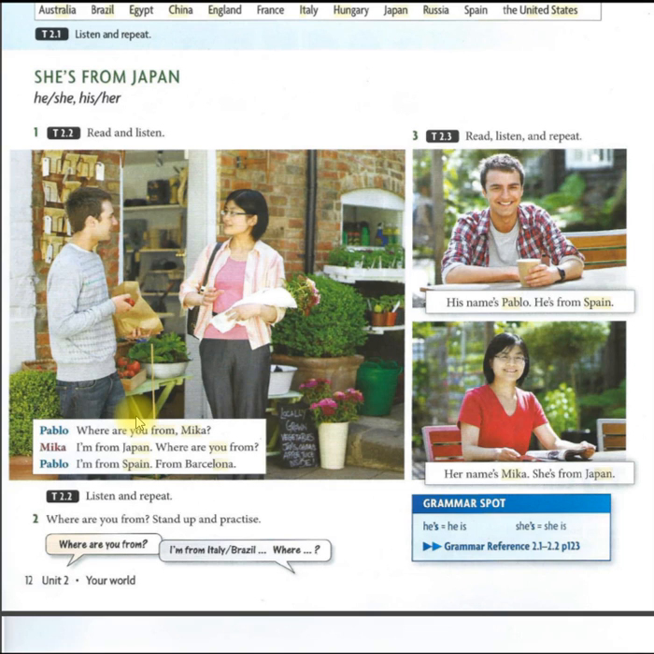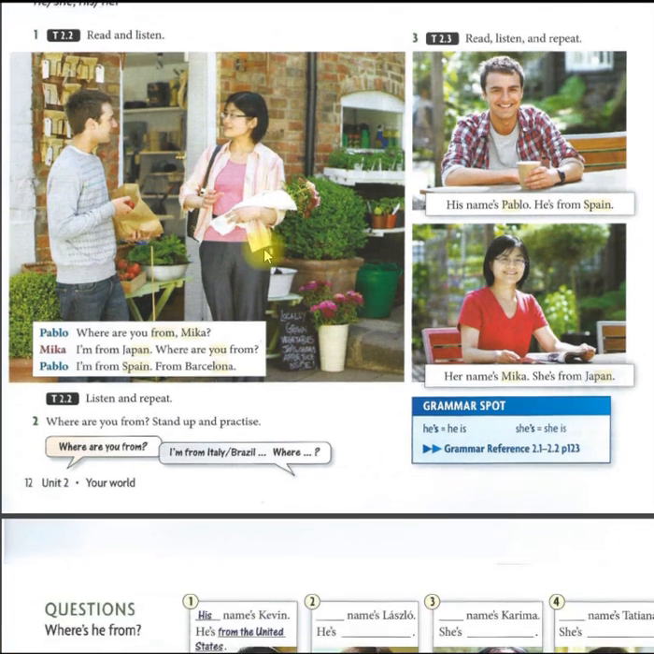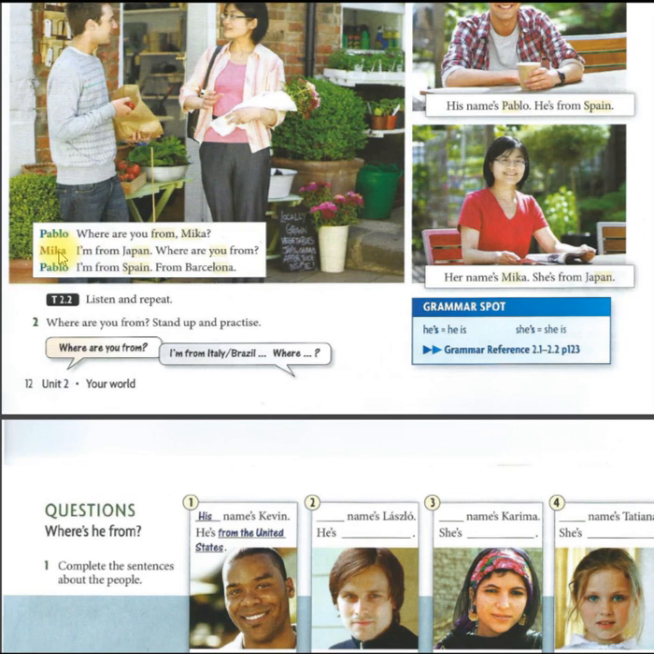So let us start with the conversation. We have Pablo and Mika, the same characters that we dealt with in the first unit.